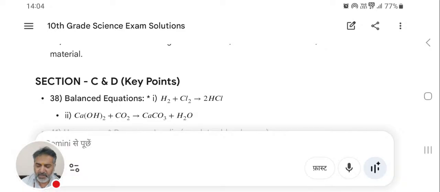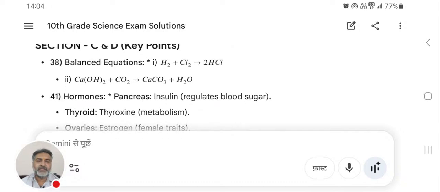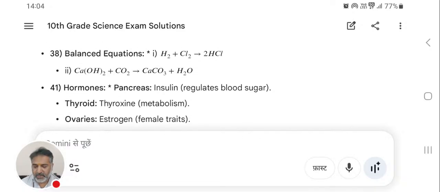Question number 38. Write the balanced equation for the following chemical reactions. Hydrogen plus chlorine gives 2HCl. Second, calcium hydroxide plus CO2 gives calcium carbonate plus water. Sodium plus water gives sodium hydroxide NaOH plus H2.